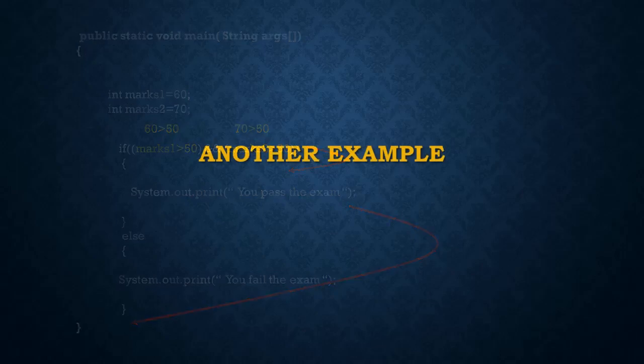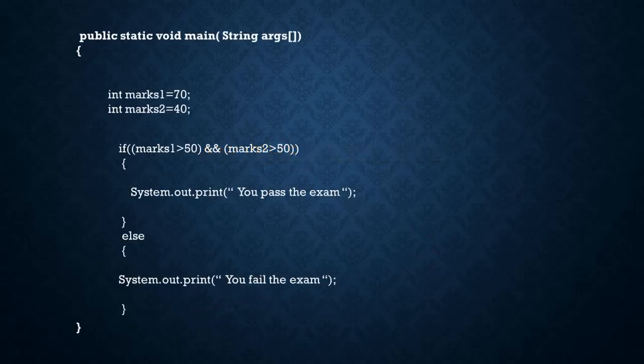Now let's see another example. Here, marks 1 is 70 and marks 2 is 40. Fine. Now, the first condition: 70 is greater than 50? Yes, that part is true. I agree. Now I'm coming here. Oh, 40 is less than 50. Now what happened? That is false. So, only if both are true do we come to the true part. Therefore, this goes to the else part. Yes, you fail.